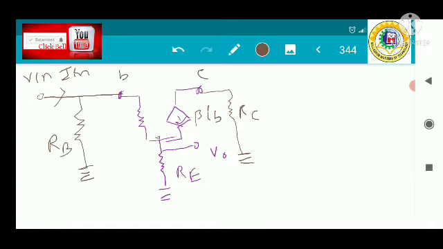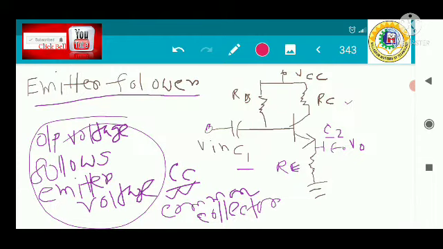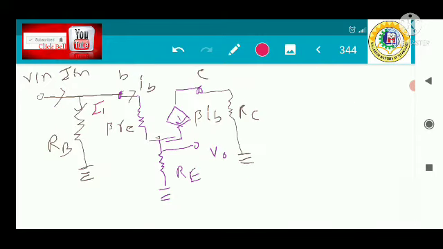Okay, so I am just replacing this resistance. Actually this resistance is 1 plus beta into RE, but for simplicity we have been taking this resistance as beta RE. And the current flowing through it, I am just naming the notation, I1.